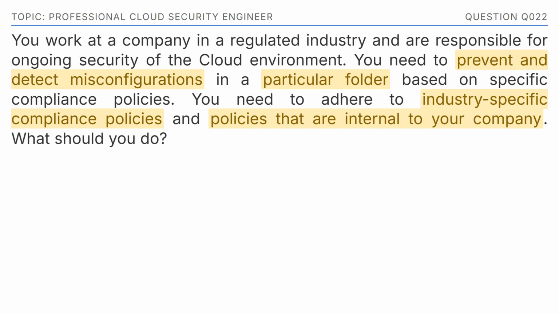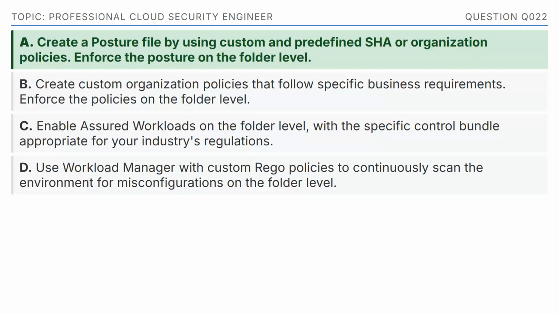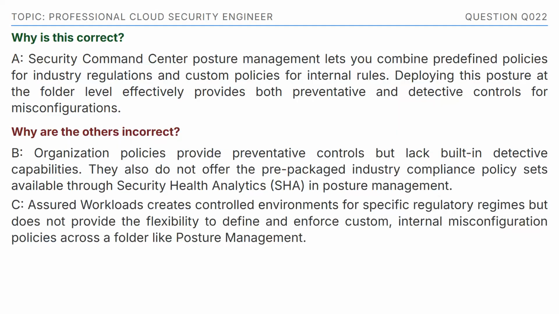To arrive at the correct answer, we focus on the keywords: prevent and detect misconfigurations, particular folder, industry-specific compliance policies, policies that are internal to your company. The correct answer is Option A. Create a posture file by using custom and predefined SHA or organization policies. Enforce the posture on the folder level. Why is this correct? A. Security Command Center Posture Management lets you combine predefined policies for industry regulations and custom policies for internal rules. Deploying this posture at the folder level effectively provides both preventative and detective controls for misconfigurations.